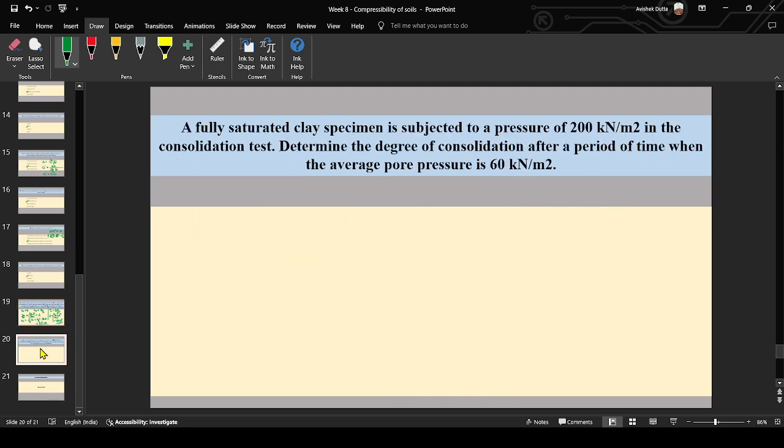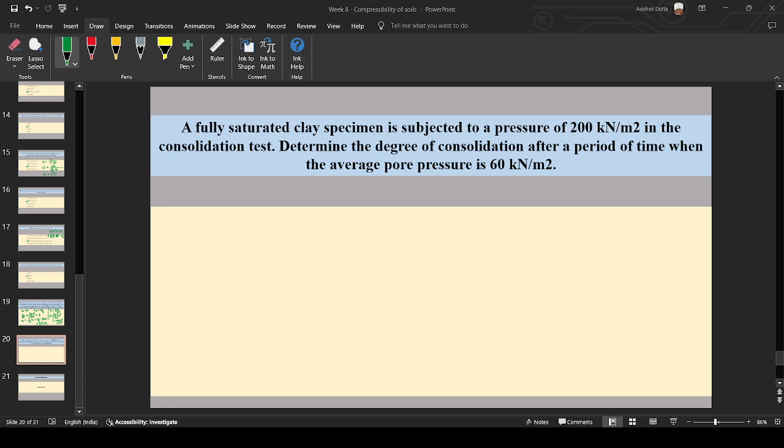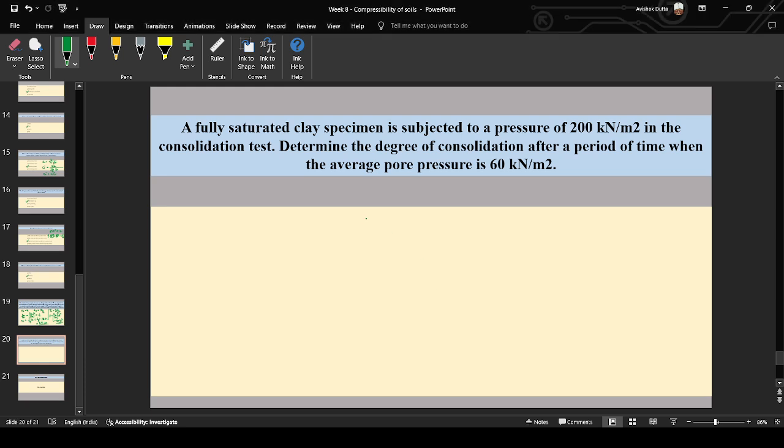Next question, this is the last question. Fully saturated clay specimen subjected to a cell pressure of 200. Okay. So first of all, we'll see if this pressure is 200 at the point where we are asked to find out the degree of consolidation. The pore pressure U is 60.